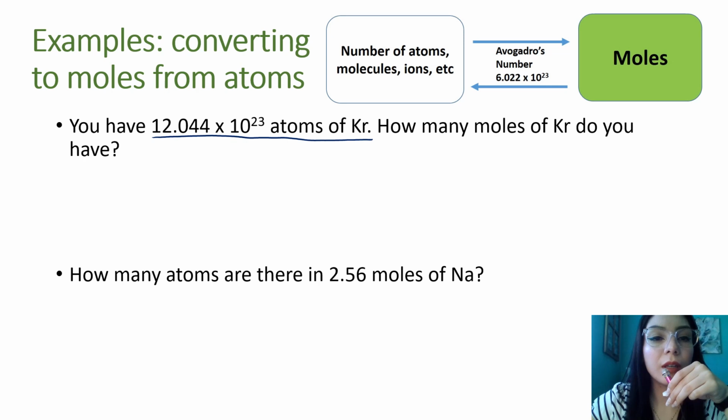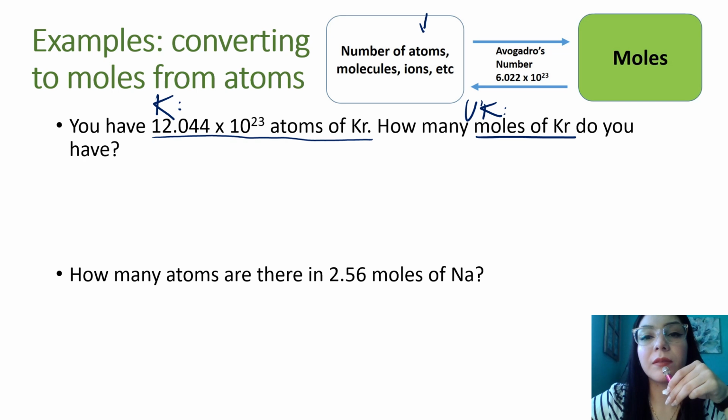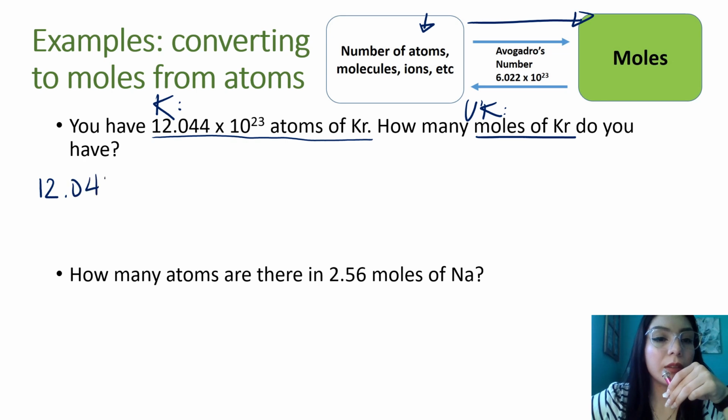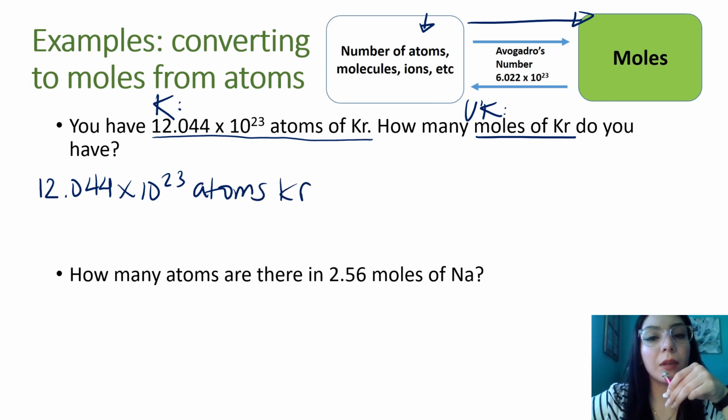So our known, and I'm just going to be lazy here and just label it, our known is this number, and then our unknown is the moles of krypton, right? So we're starting off right here, and we need to go that way. So we're going to set up our known at the front. Atoms. Please get into the habit of labeling everything.